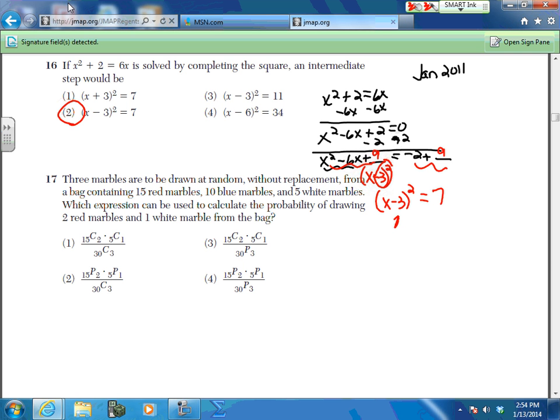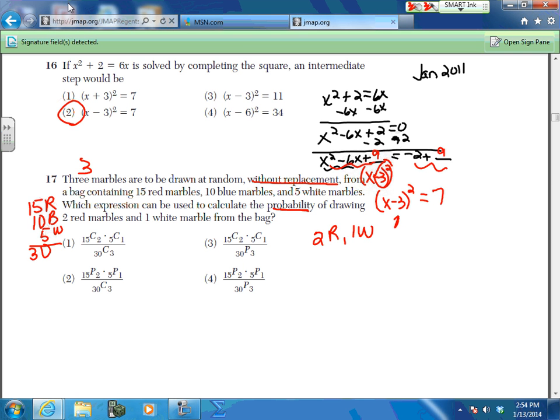Number 17. 3 marbles are to be drawn at random without replacement, which means I'm not going to replace them back into the bag. The bag contains 15 red, 10 blue, 5 whites. Altogether, I have 30 marbles. Which expression can be used to calculate probability? Probability is part over whole of getting 2 reds and 1 white.